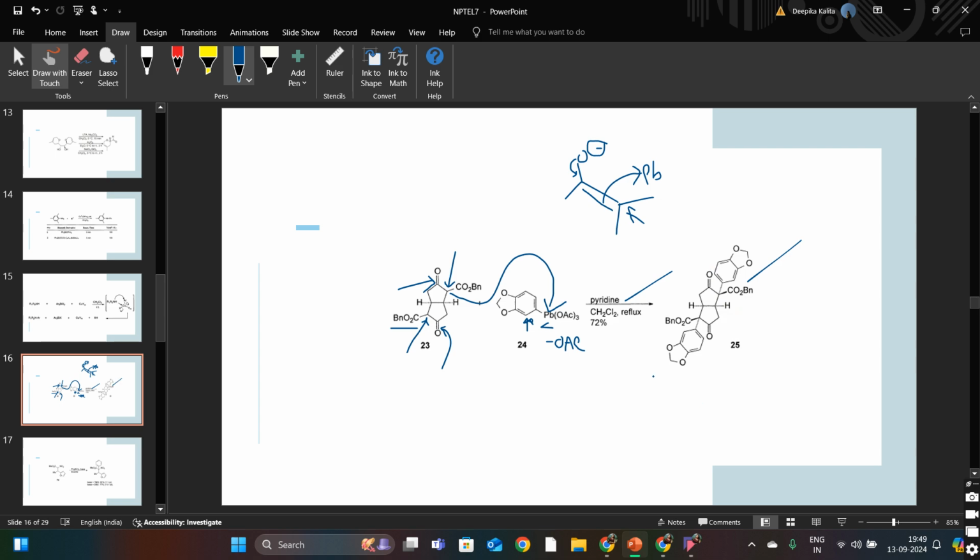And on the other side also you can expect the same kind of reactivity because of the presence of the acidic proton at this center.